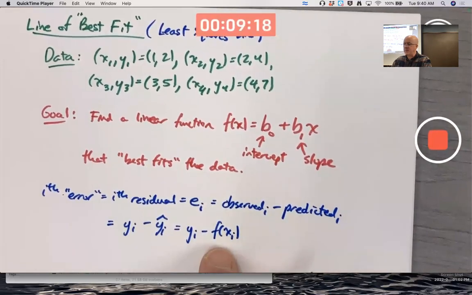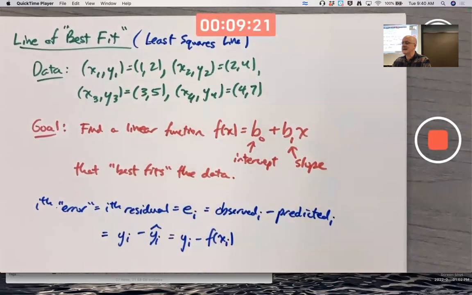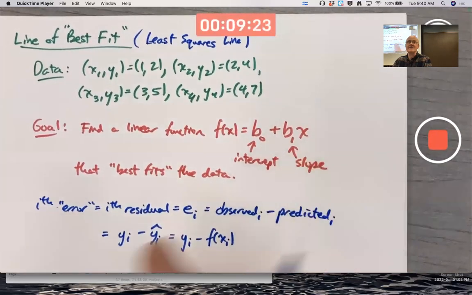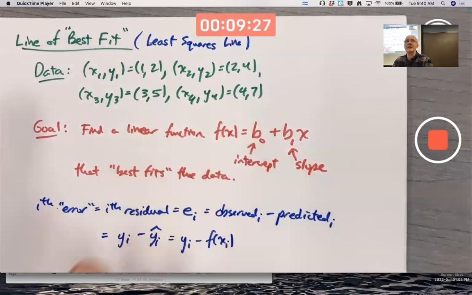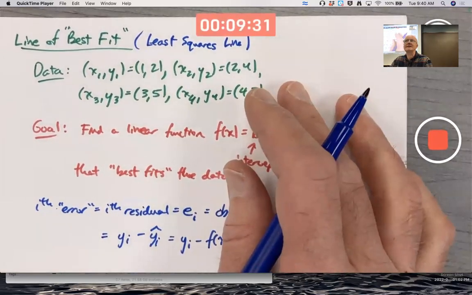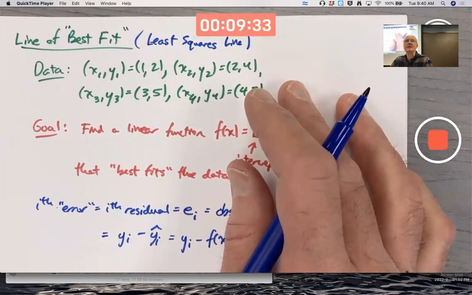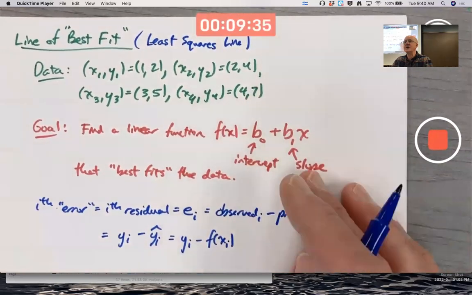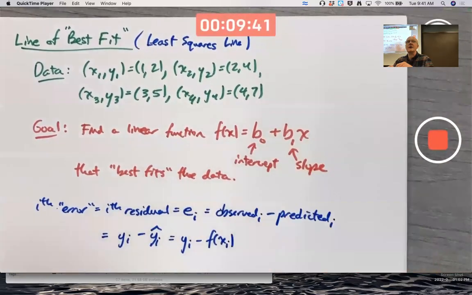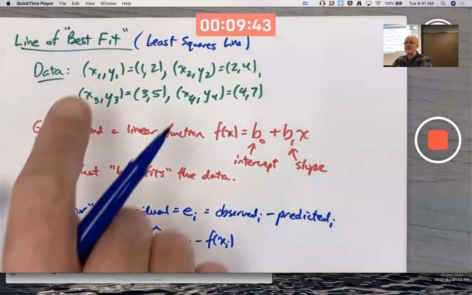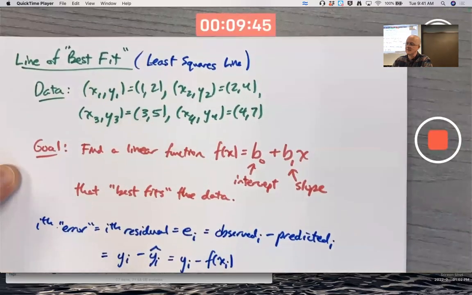f of x sub i, if I plug in these x values from the data set into this function, are not necessarily going to equal the y's. In fact, they would only equal them if these were all on a straight line. But I purposely picked these things to not all be in the same straight line. So we're going to get a linear function that's not going to go through the data points exactly, just approximately. We want to try to approximate the trend. In fact, this is sometimes called the trend line as well.